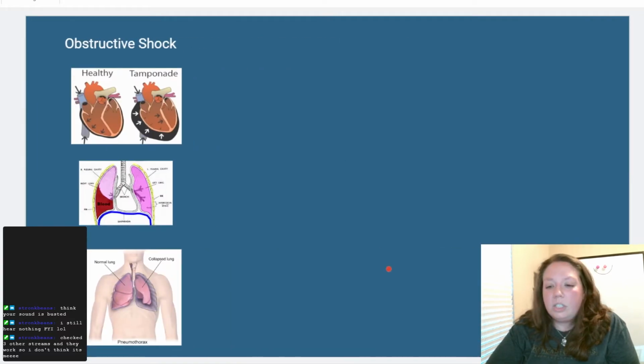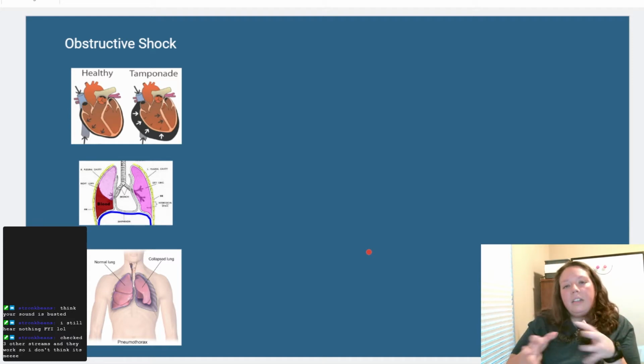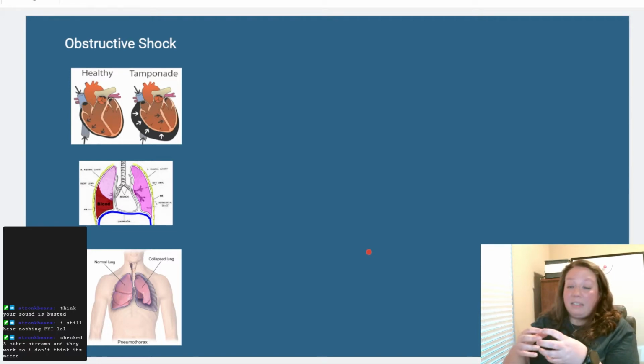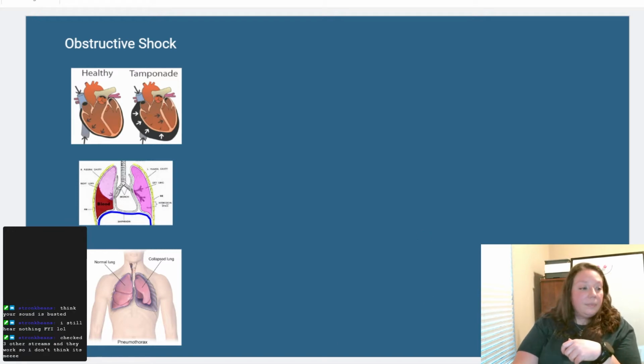So let's start with obstructive shock. In all these categories, you're going to see the cause of the shock within the name. So obstructive shock is basically what it sounds like: something is physically obstructing the blood flow to the rest of the body. We're going to talk about each one of these.